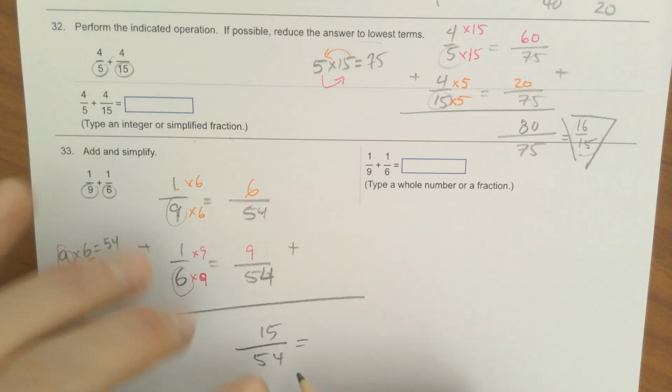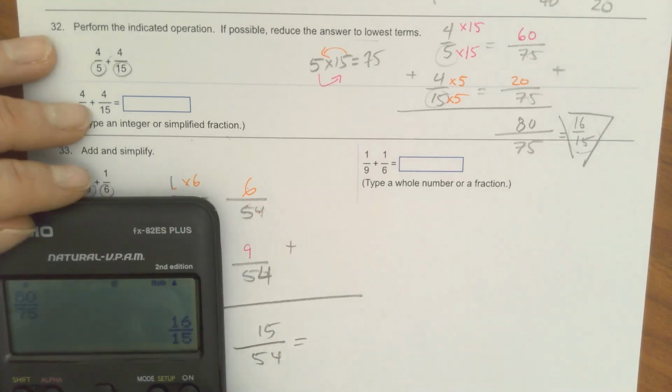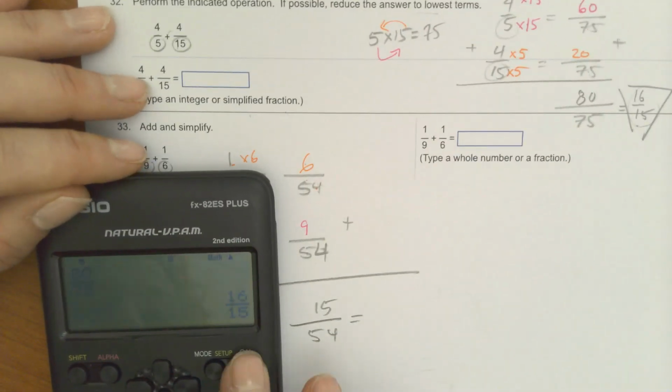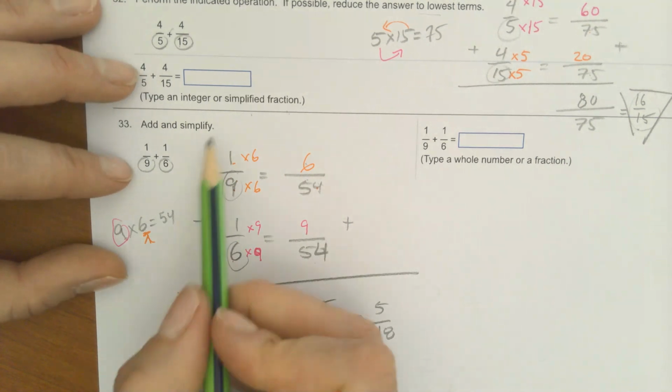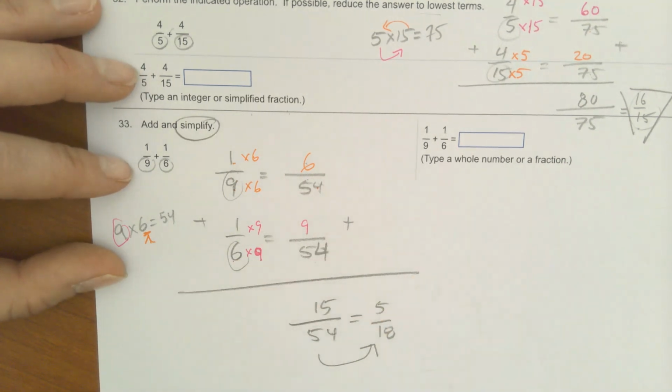15. But then I have to check if I can make it more simple. Let's check to see if I can make it more simple. 15 over 54. Yes. Because it says simplify, so I always have to make it simple.